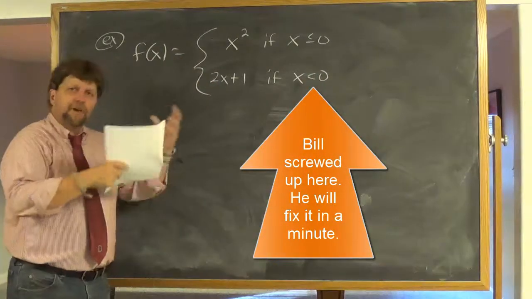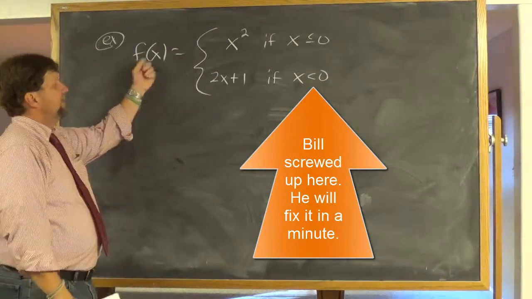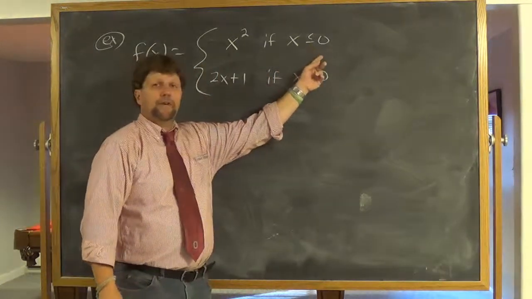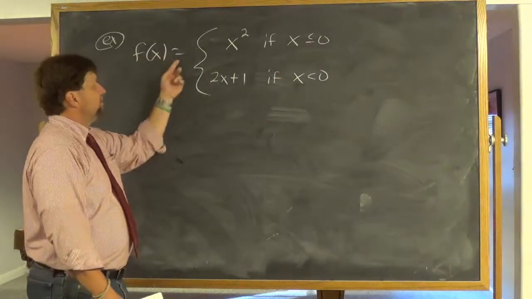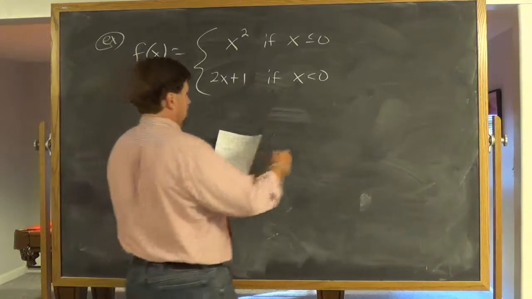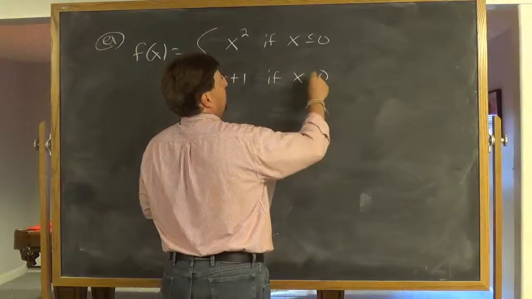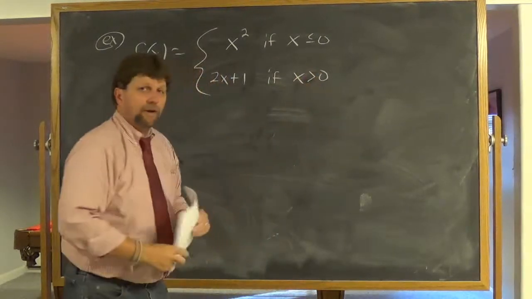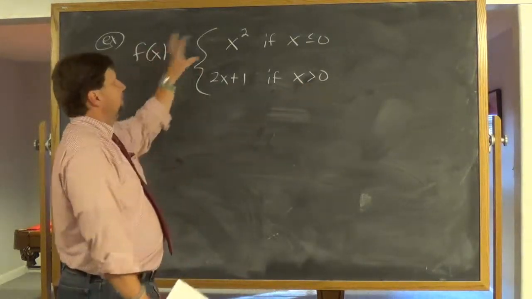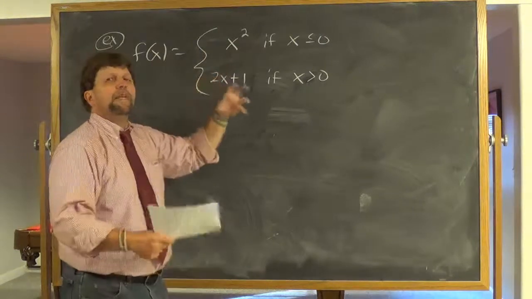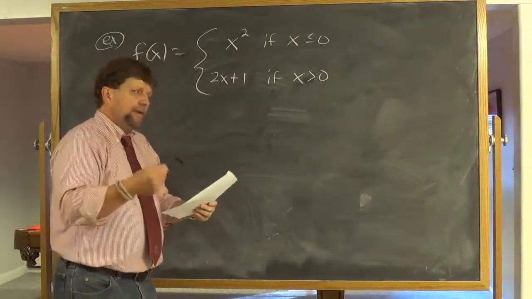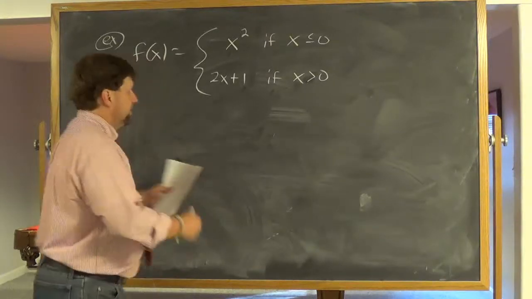So the function has two parts to it. The function is x squared if x happens to be less than or equal to 0. The function is 2x plus 1 if x happens to be greater than 0. So the function has two pieces to it. That's why it's called a piecewise defined function.